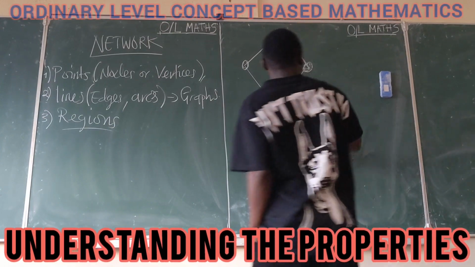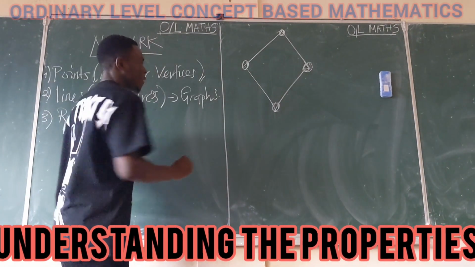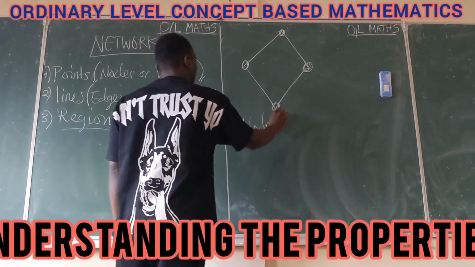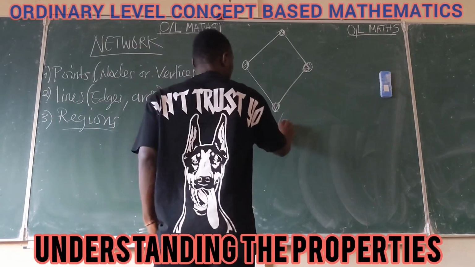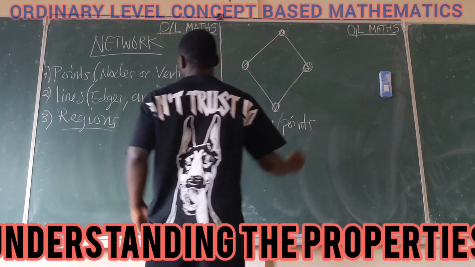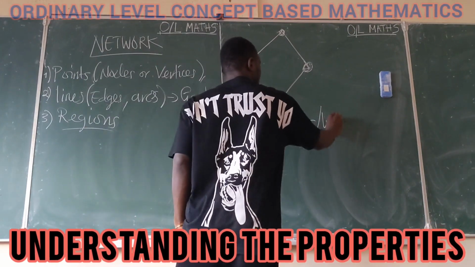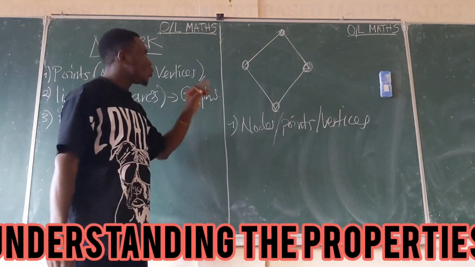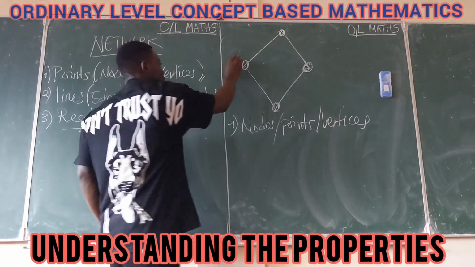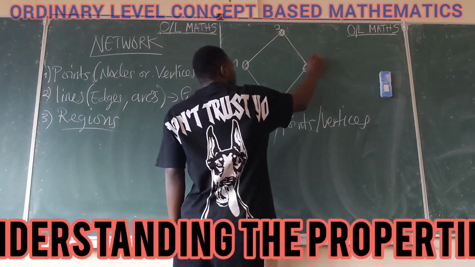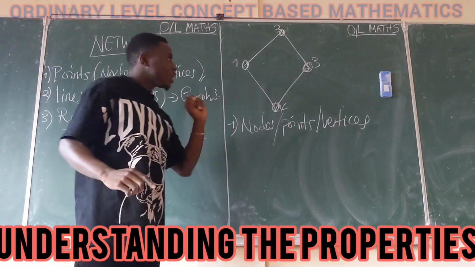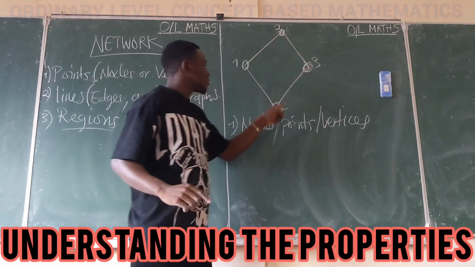now from this network, we can understand certain properties. The first one is the concept of nodes. As we have already seen, points or vertices. From the network, we see that we have how many nodes? We have 4 nodes. This is the first node, the second node, the third node, and the fourth node. These are the nodes involved in the network. They are just simply the points.